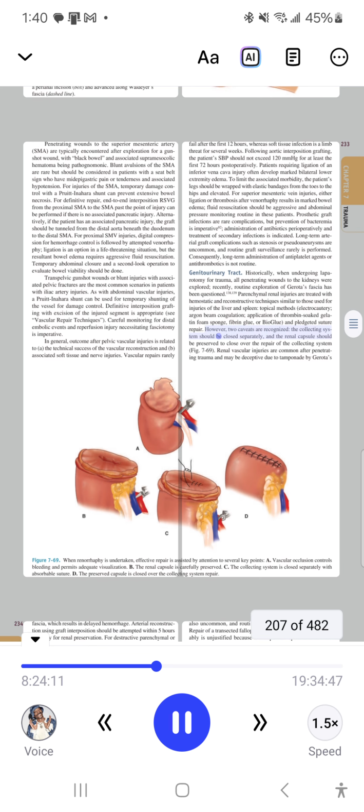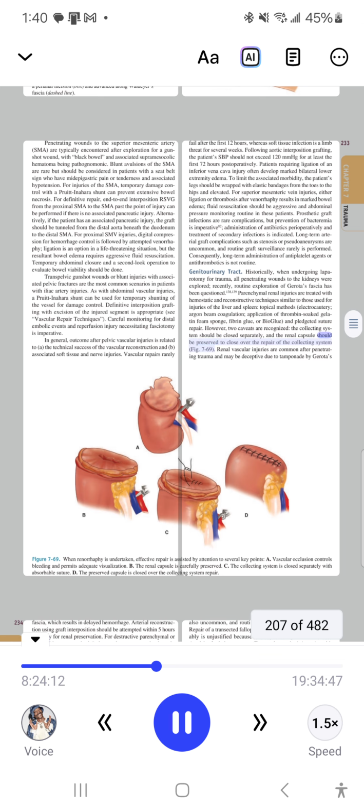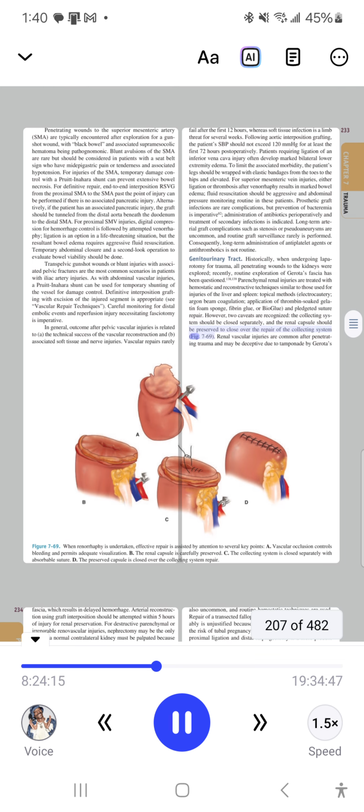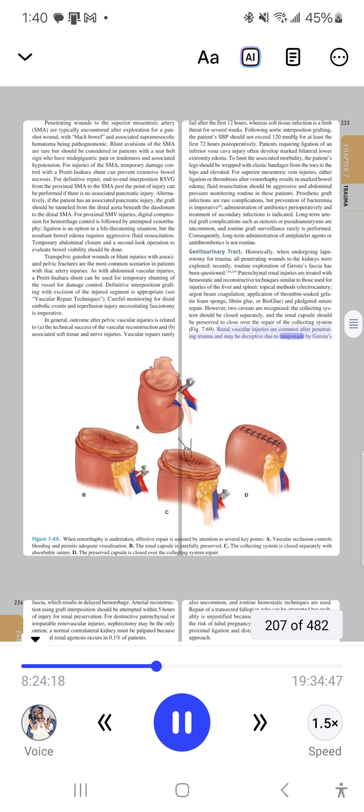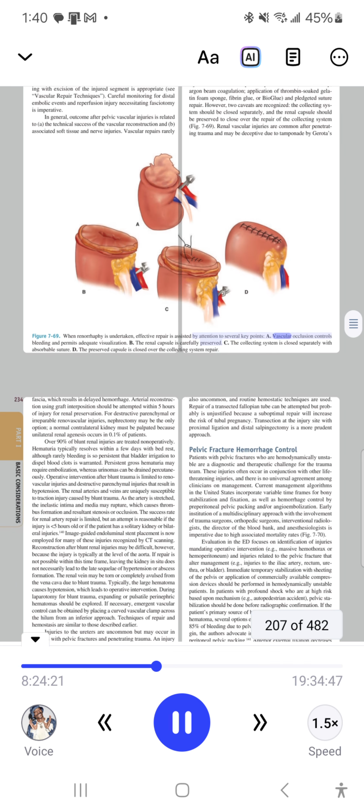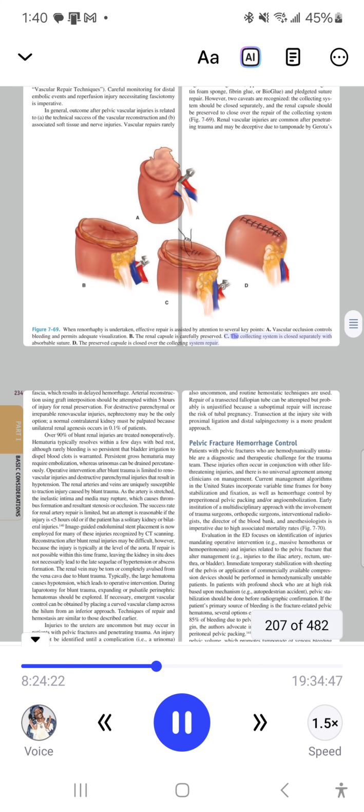The collecting system should be closed separately, and the renal capsule should be preserved to close over the repair of the collecting system. Figure 769. Renal vascular injuries are common after penetrating trauma and may be deceptive due to tamponade by Gerota's fascia. Attention to several key points. A. Vascular occlusion control is preserved. C. The collecting system is closed separately with system repair.